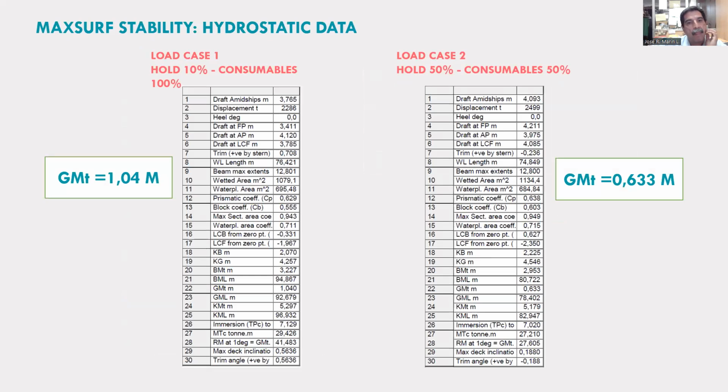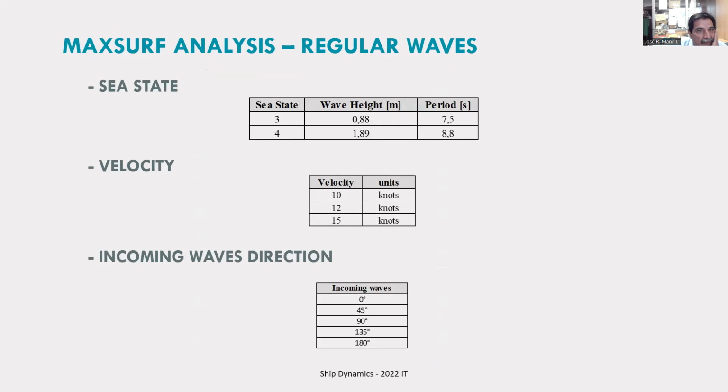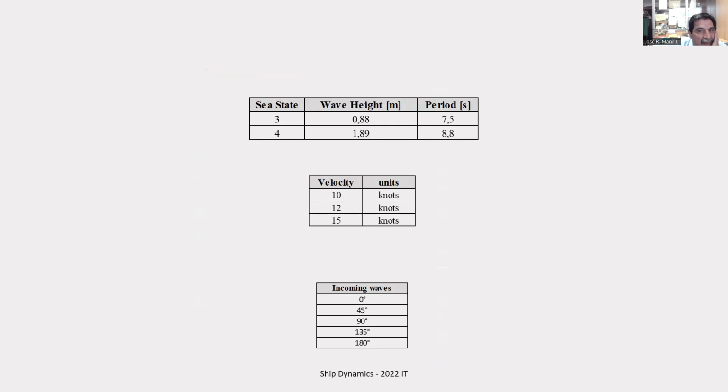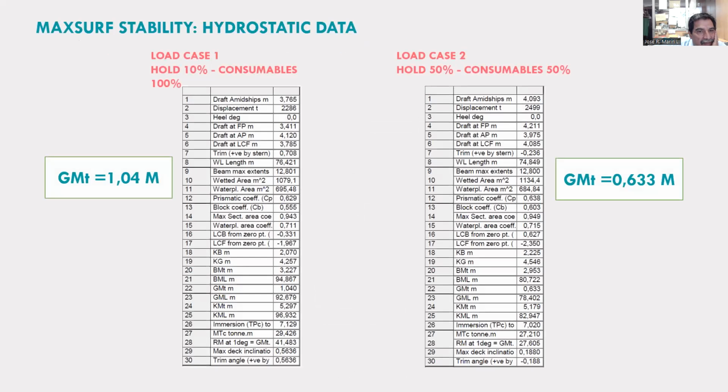The GM for the load condition: the first is satisfactory and the second acceptable. Acceptable. 1.04 is a large GM for a fishing vessel in general. Okay. Go on.